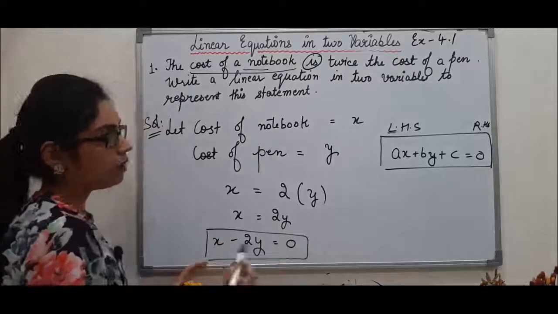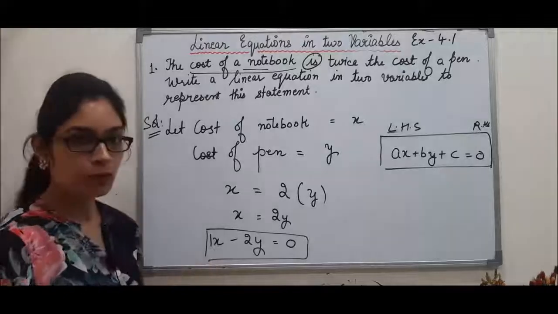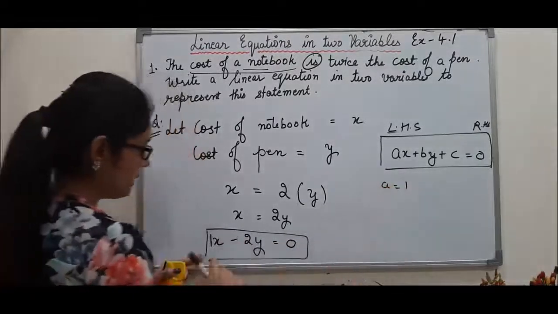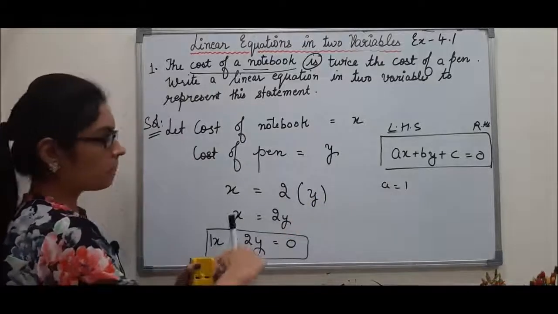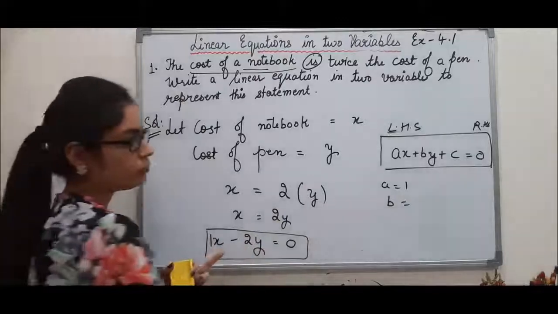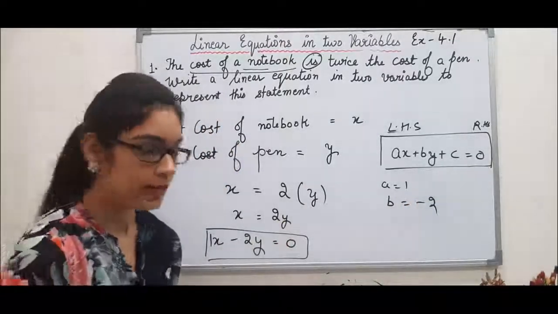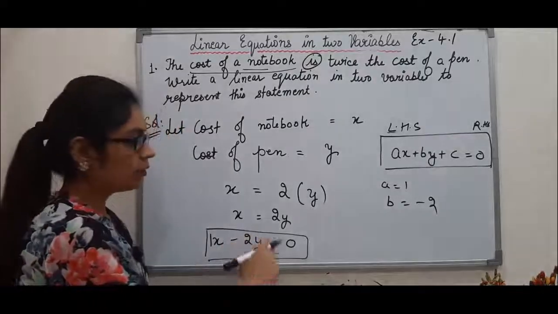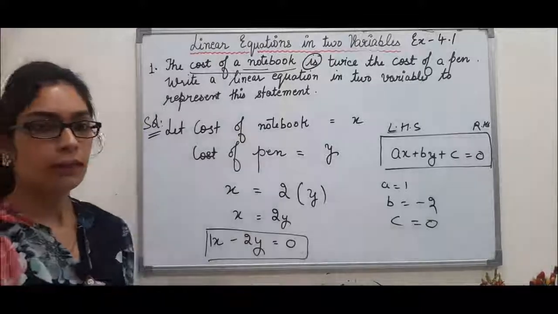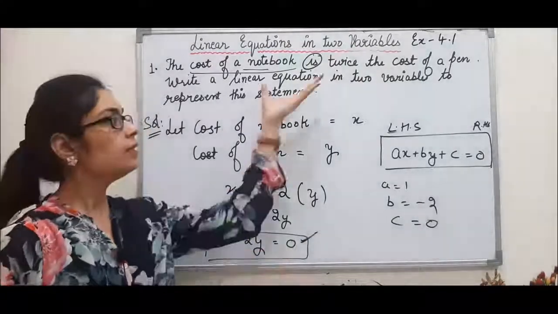If you compare, your a is 1, because here no constant means 1 is there. So a is 1. We can write x is x. b, the second constant, is equal to minus 2. If a minus sign is there, you should not ignore the sign. So b is minus 2 and c is 0. x and y are the variables. So this is the linear equation in 2 variables for this statement.